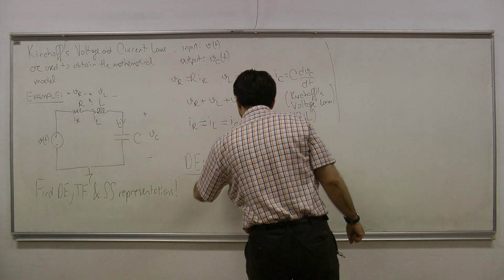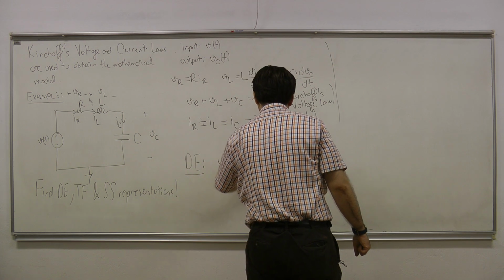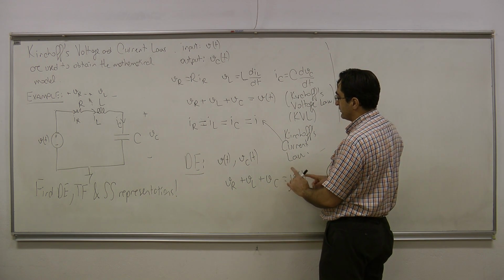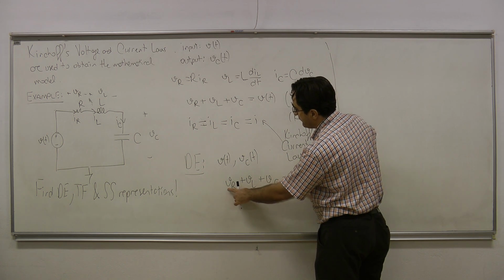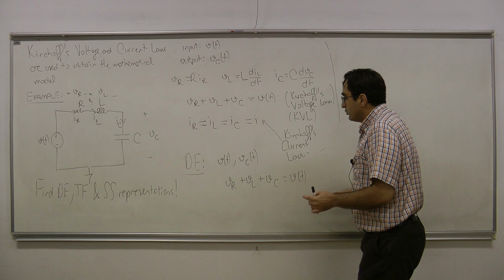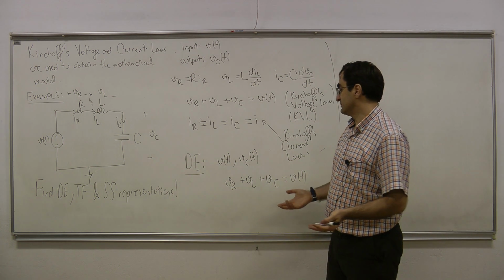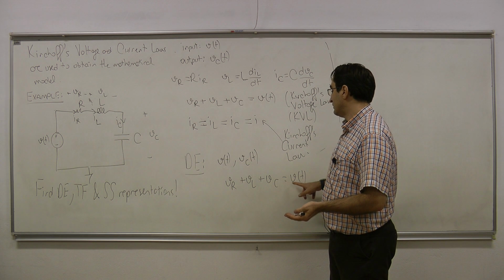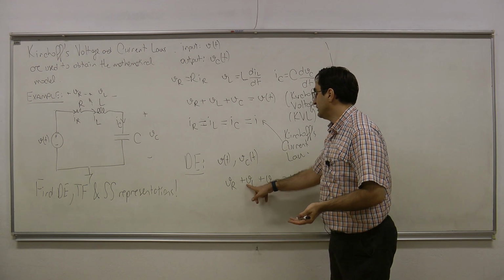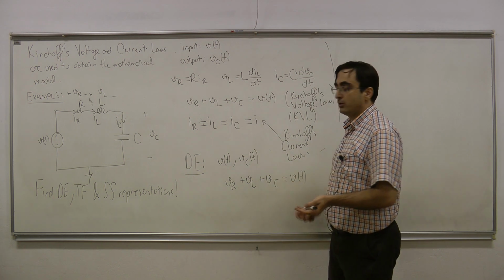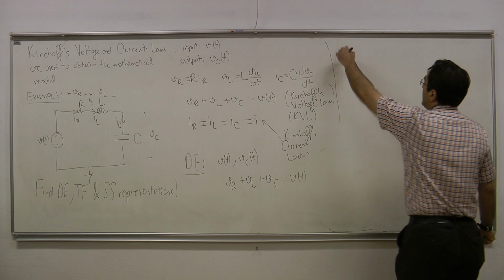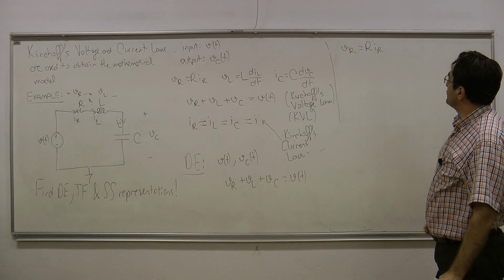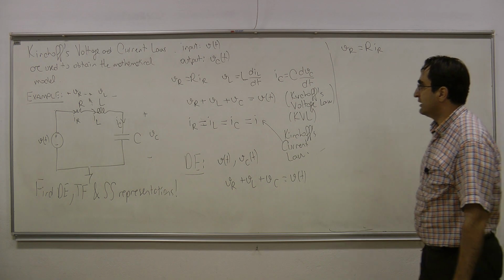So we start with the first equation, VR plus VL plus VC is equal to V of t. In order to get the differential equation representation, I'm going to be getting rid of these variables VR and VL. What does getting rid of mean? It means that I need to be able to write the resistor voltage in terms of the capacitor voltage or the input voltage, and I need to write VL in terms of VC or V. So let us look at VR. VR is R times IR. I can try to write this in terms of VC. How can I do that?